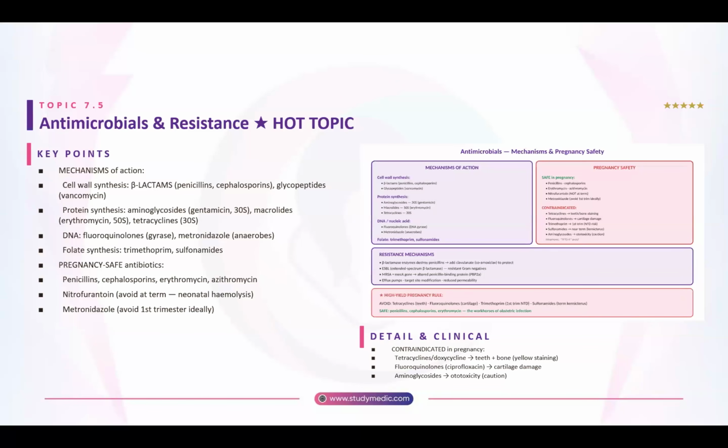So these are the various antibiotics, and this is their mechanism of action. Now, what are the pregnancy safe antibiotics? So pregnancy safe antibiotics include penicillins, cephalosporins, erythromycin, and azithromycin.